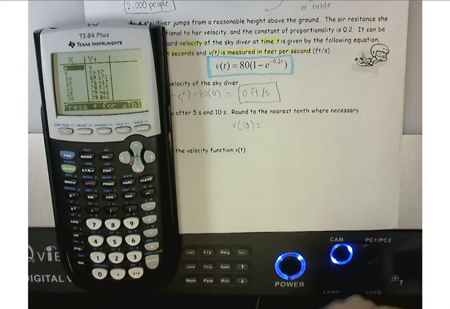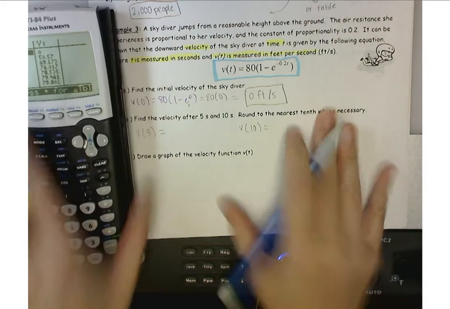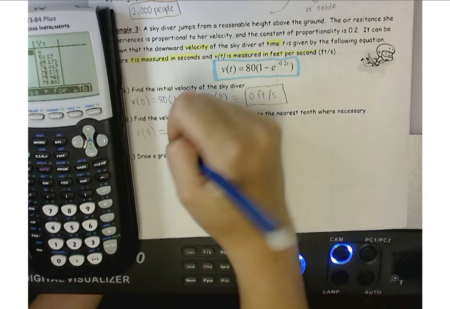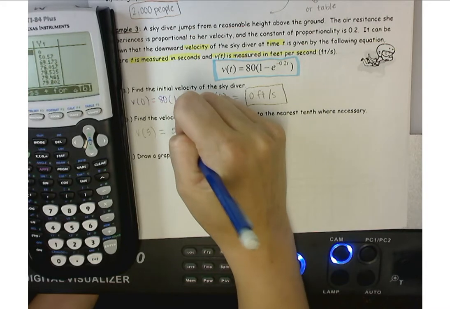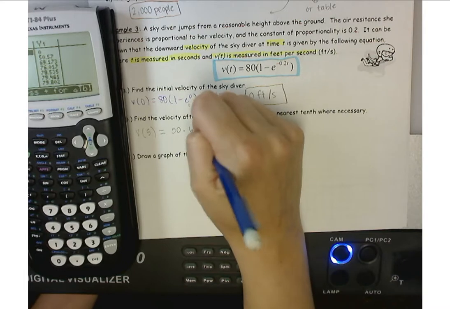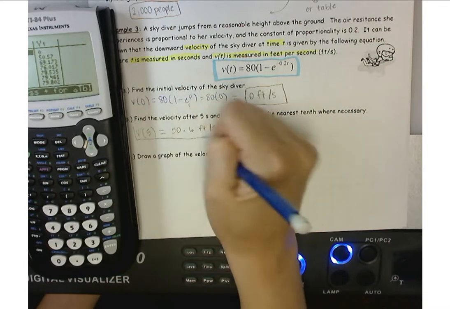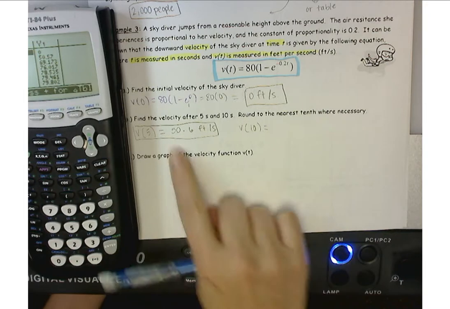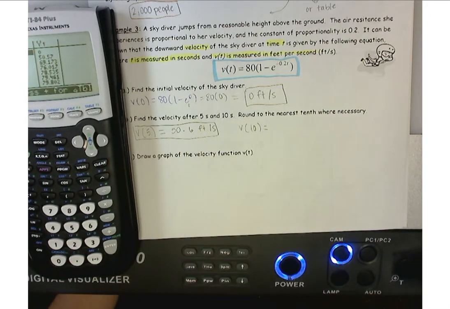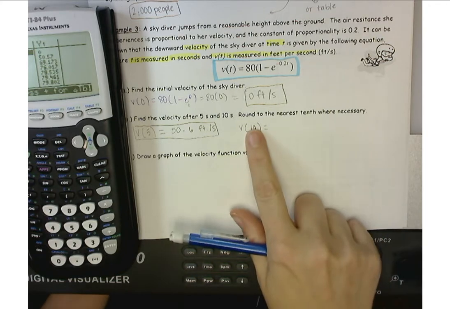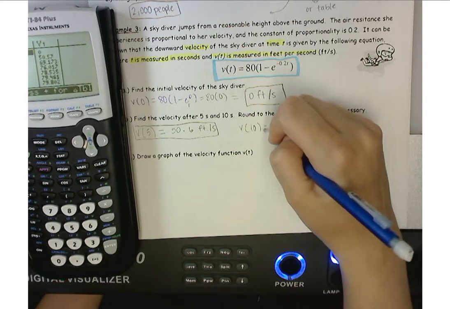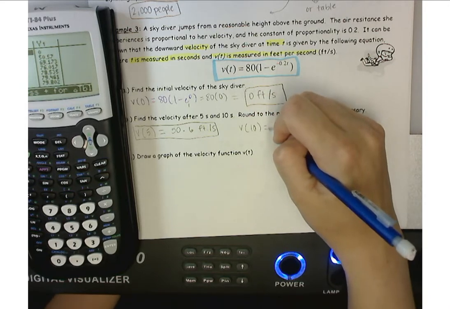Okay, so at 5, and then we're going to round to the nearest tenth for this. Really, if it doesn't say what to round to, you can pick whatever you want. Okay, so after 5 seconds, her velocity is 50.6 feet per second. Would you predict the next one to be higher or lower? I know you can see it's higher, but why does it make sense that as time continues, her velocity is higher?